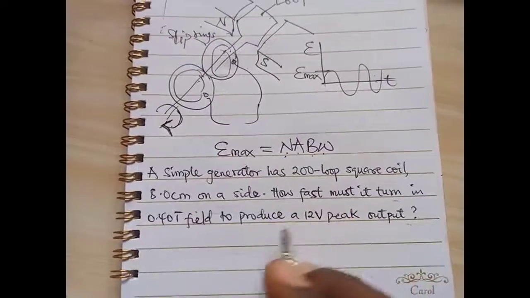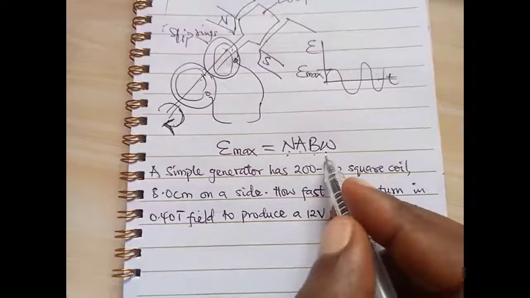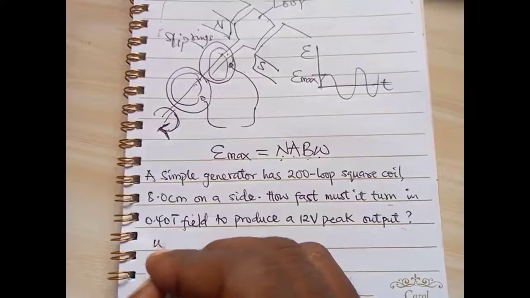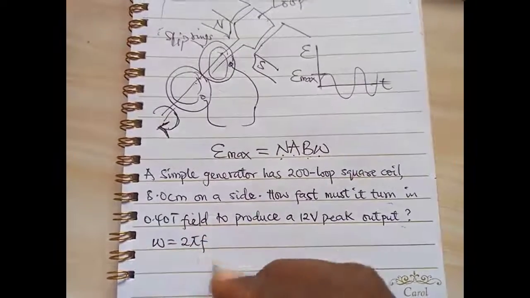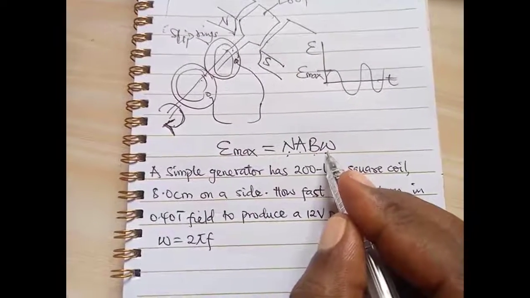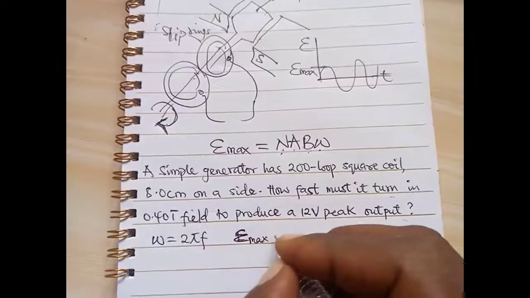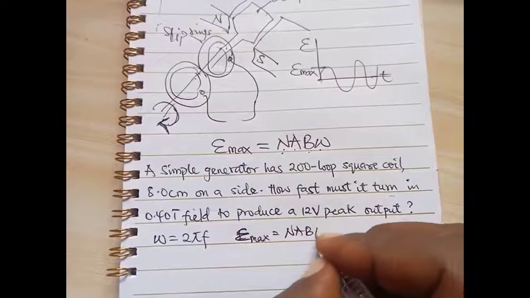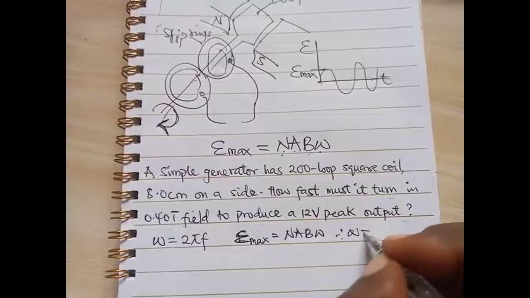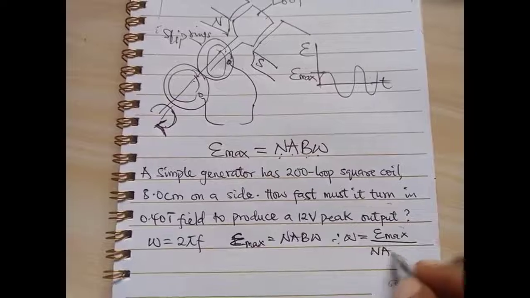The only way, which is the frequency, we know that one of the relationships that frequency has is with omega, where omega is equal to 2 pi f, if you can remember this. In this case, we were not given omega, so we need to calculate omega first. If E max is equal to N A B omega, for us to make omega the subject of the formula, omega will be equal to E max over N A B.